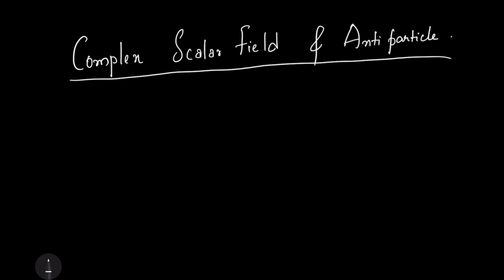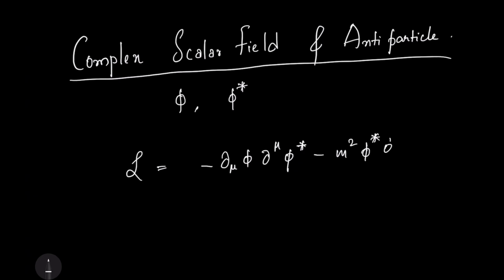If the field φ is a complex scalar, then φ star will be its complex conjugate, right? Till now we have seen φ as a real scalar field. Now φ is a complex scalar field, which means φ star will be its complex conjugate. Therefore the Lagrangian density will become minus ∂_μ φ star ∂^μ φ minus m² φ star φ.